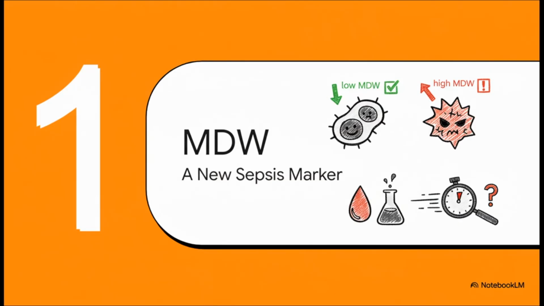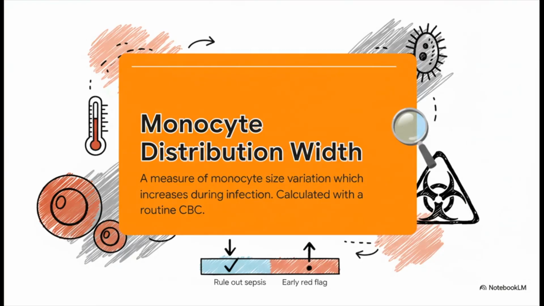We're talking about monocyte distribution width, or MDW. And no, this isn't some weird, esoteric lab you have to send out and wait days for. This is a new, really powerful marker for sepsis that's already part of a test you order on almost every single patient who comes through the door. So what exactly is it? It's actually pretty simple. When your body is gearing up to fight an infection, your monocytes, one of your key white blood cells, get activated and they literally change size. MDW just measures that variation in size.